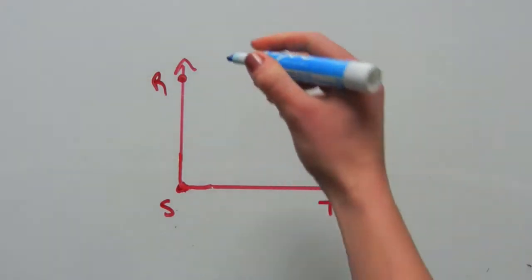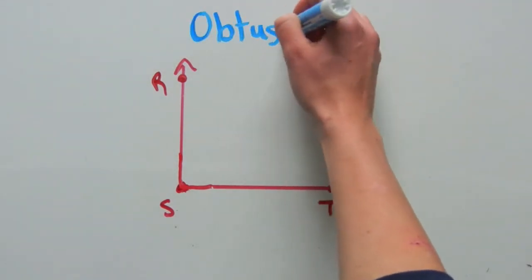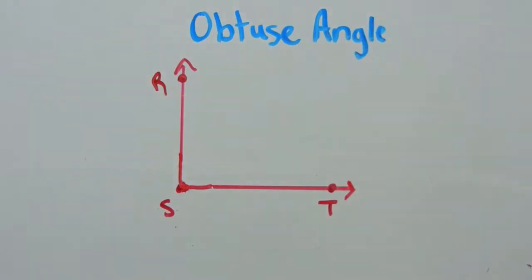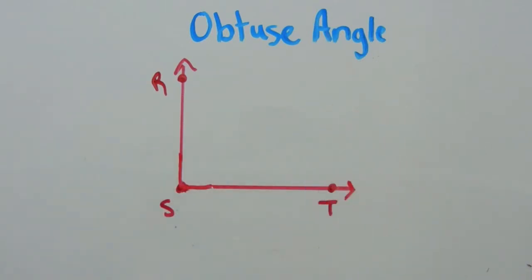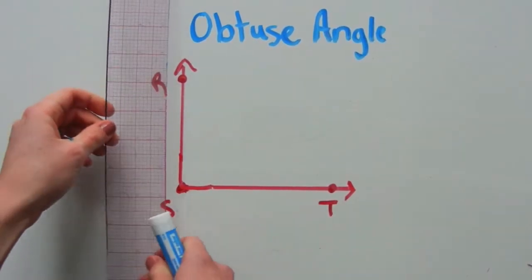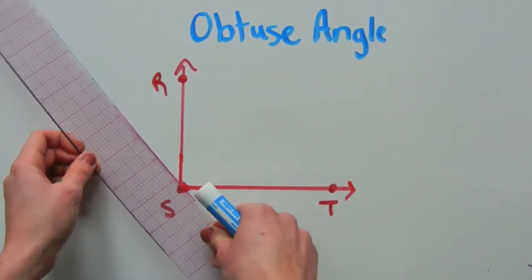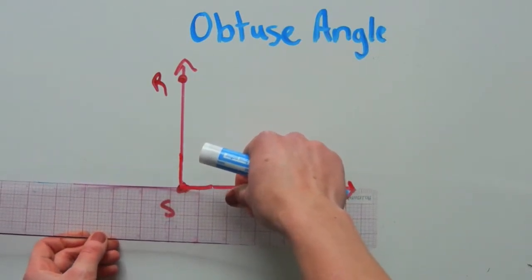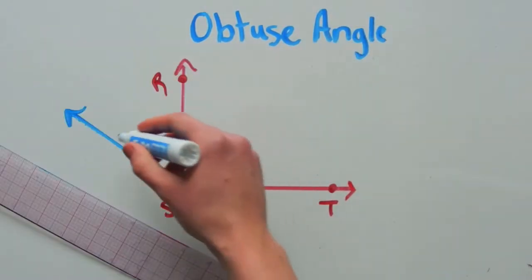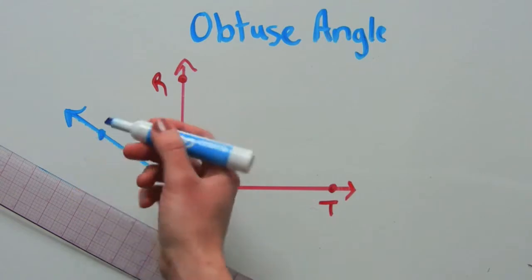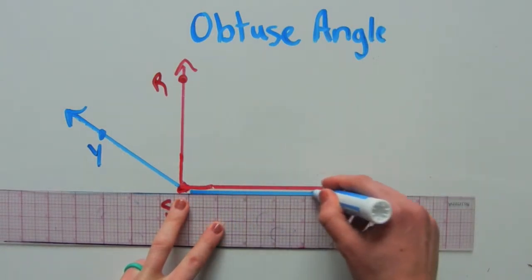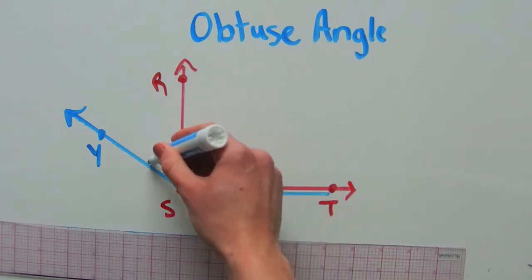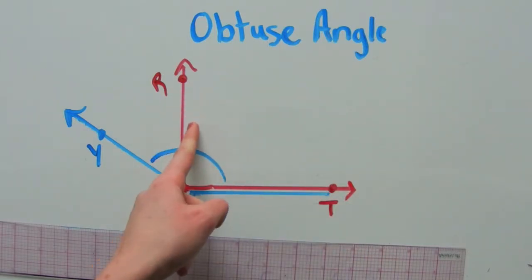The next classification we're going to go over is an obtuse angle. An obtuse angle is where the measure of the angle is greater than 90, but still less than 180. So that would be any line past the ray RS, but stops before you get to 180. So if we were to do a ray coming off of the endpoint S, let's make this Y, and it's still connected with this S to T. So this angle would be obtuse because it is greater than a right angle.